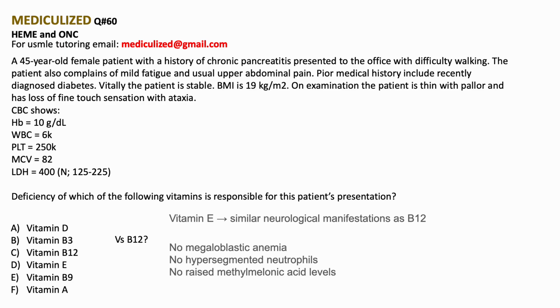And then with B12, we discussed it extensively, so we can skip that. And vitamin E is the answer, which we discussed here. This is the answer. And then we have B9, which is folate. It's also going to have hypersegmented neutrophils. You can get megaloblastic anemia, but no raised methylmalonic acid. It's not going to cause neurologic features, so wrong answer.